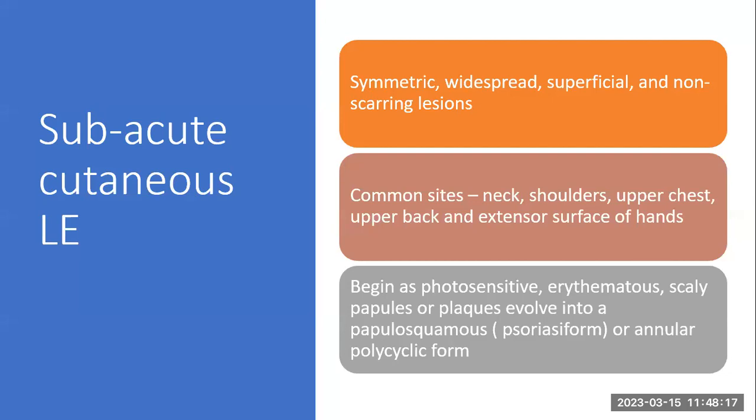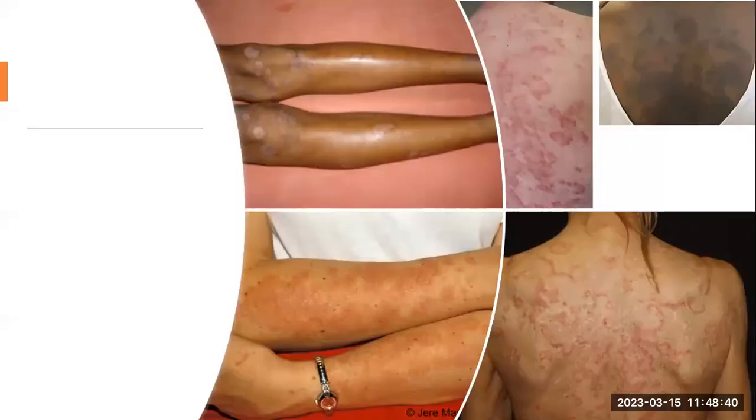And then the subacute one, it could appear like the acute, but it takes a slower course, usually involving the neck, shoulders, upper chest, back and extensor surface. Usually it comes as papules and plaques. Sometimes it could be mistaken for psoriasis, erythroderma, and other benign dermatological conditions. So these pictures show annular polycyclic rash on back and extremities. And most of the time it's subacute.